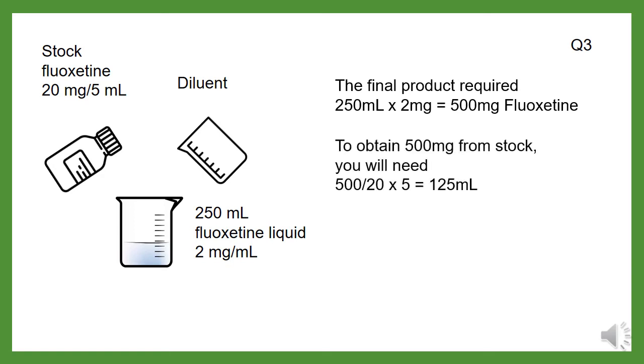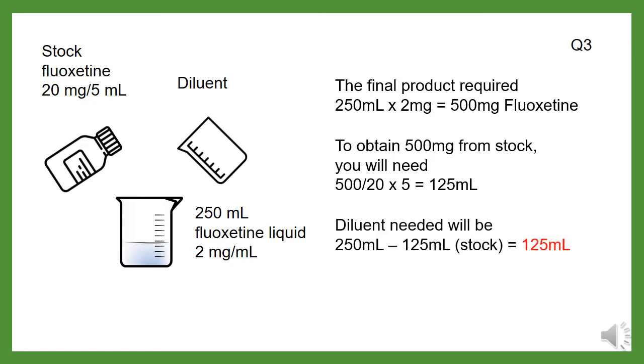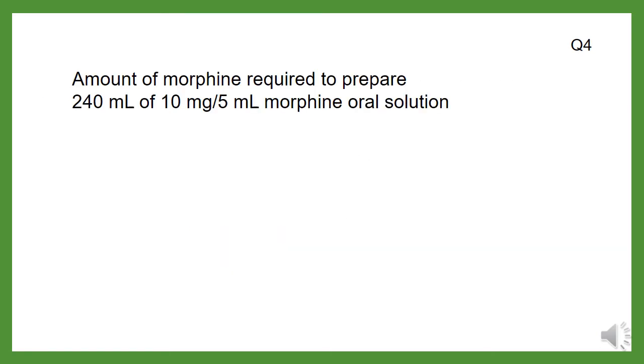Now the next question is, how can we obtain 500 mg of fluoxetine from the stock solution? By simple calculation, 500 divided by 20 multiplied by 5 gives you 125 ml of the stock. Of course, the total amount is 250 ml. You minus the stock solution, then you will find out that your diluent will be 125 ml. Alright, this is a simple question.